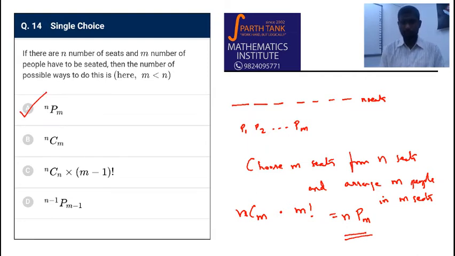Another way to think about this problem directly as a permutation: there are m persons and each one has to be assigned a seat. There are n seats. So how many ways can you arrange? Out of n, you have to arrange n objects to m people where n is greater than m. That is nPm directly, right? So you can come to this answer in one step also.